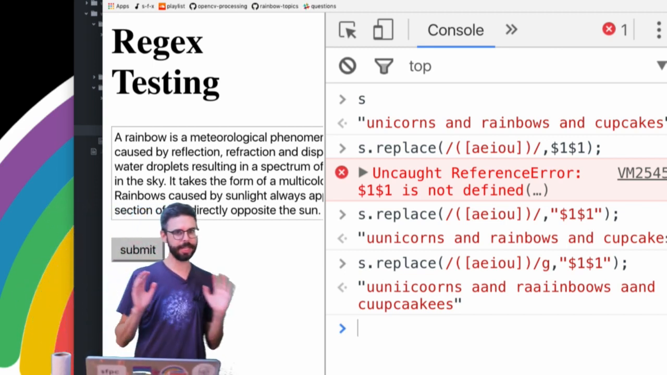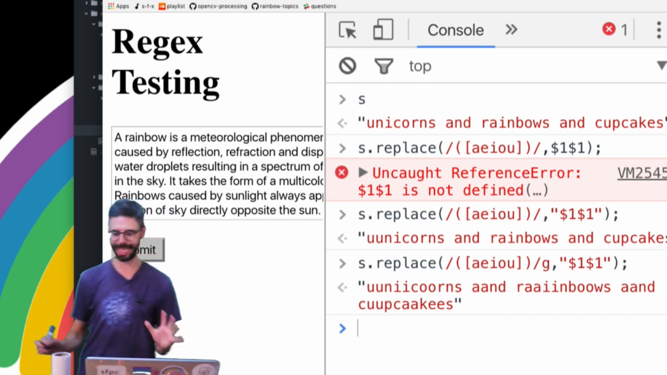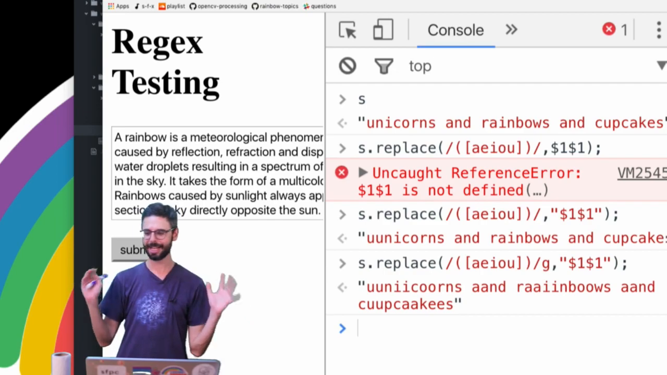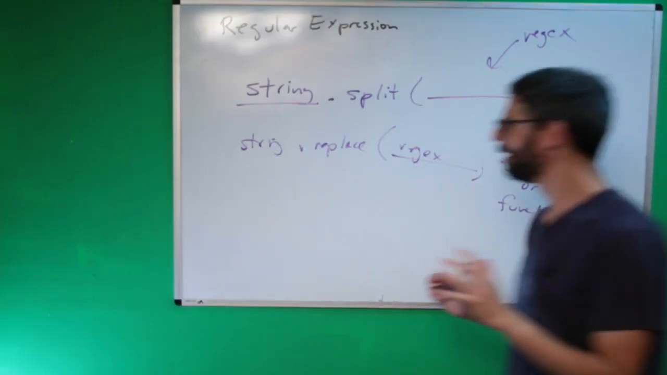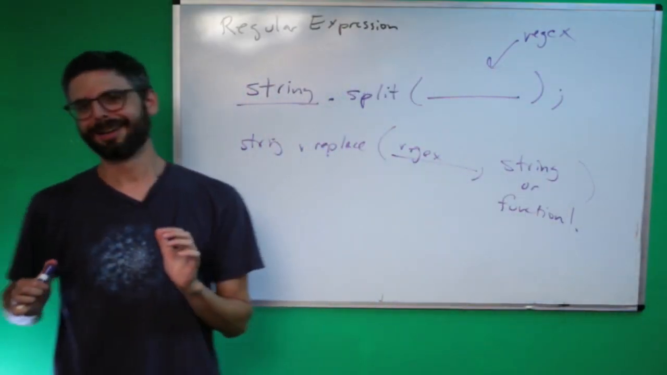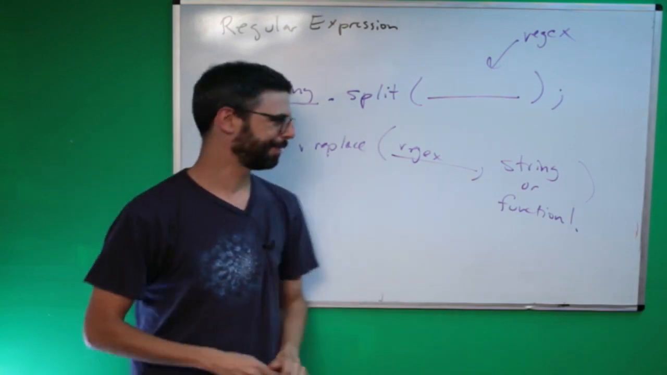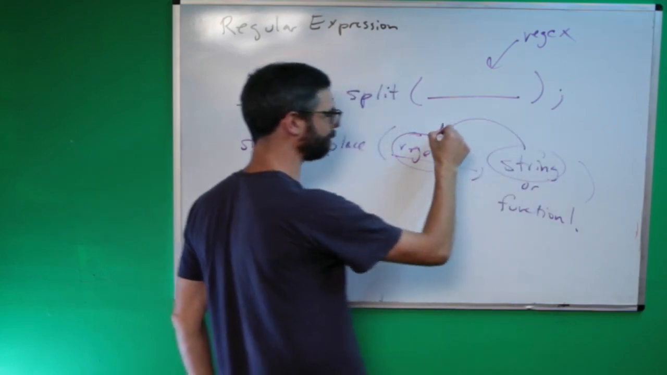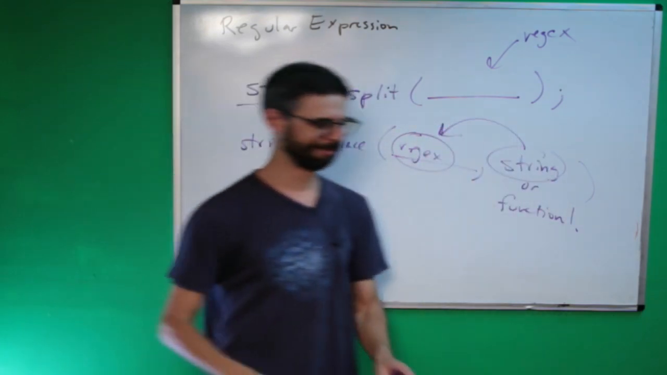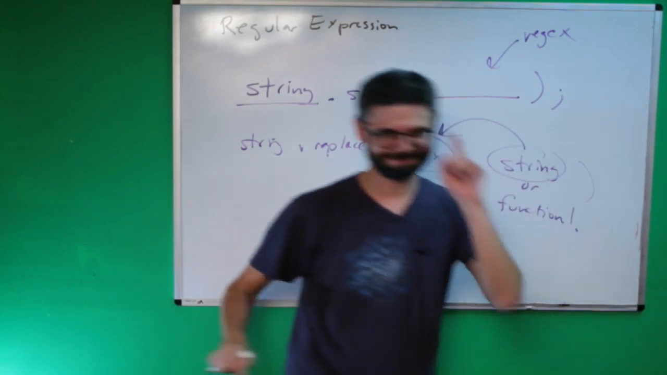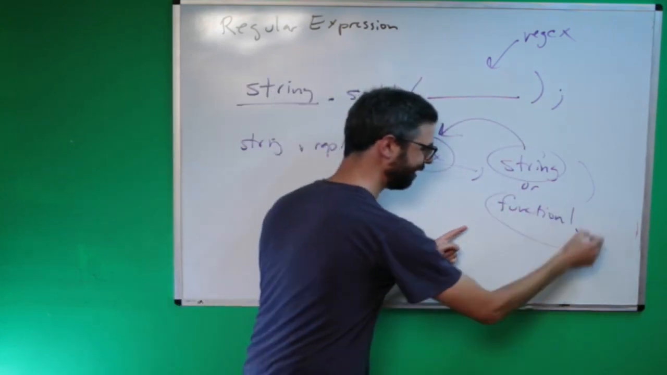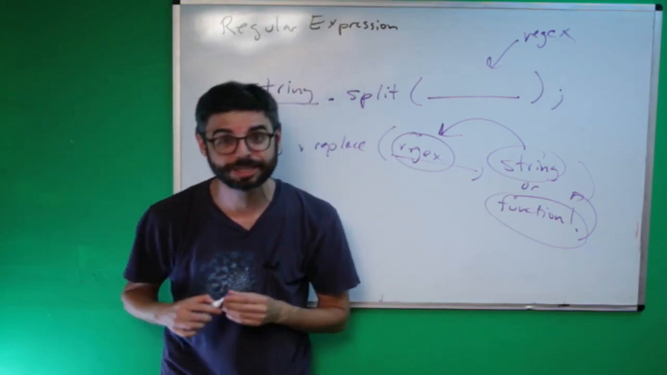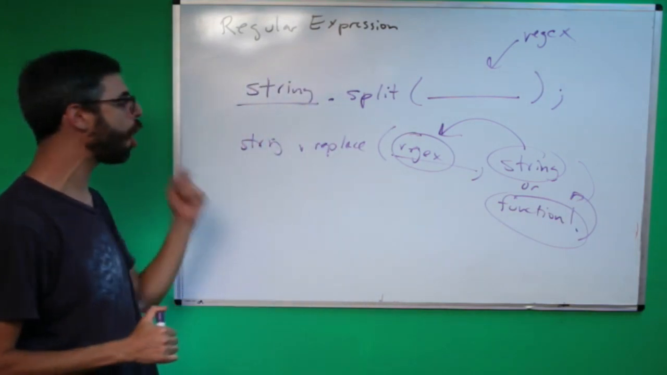Okay, now, here's the thing. I'm really getting to something. I need my drum roll sound effect that I don't have. Someday I'll have a drum roll sound effect. This is the real magic of using regular expressions in JavaScript. What I've shown you is a regular expression and the string that you intend to substitute. But what happens if you pass a function into there? This is incredibly powerful and somewhat unique to JavaScript, that you can actually have a callback function.